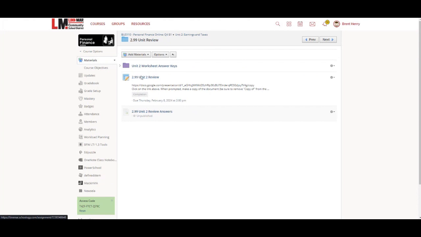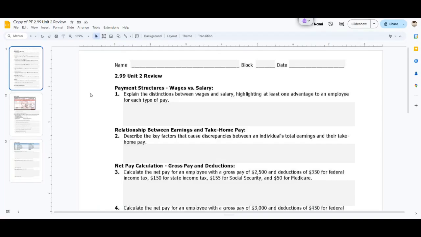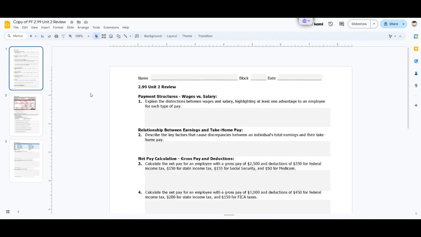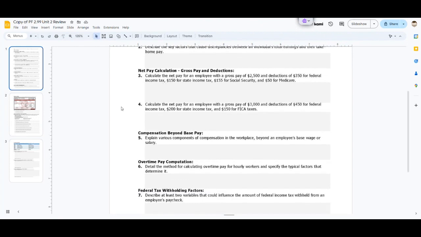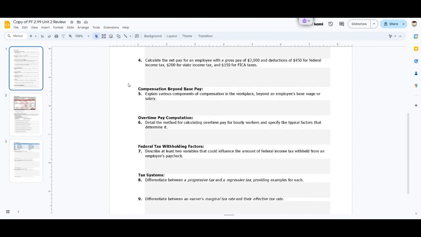What I'd also like you to do is this Unit 2 review. All right, and so we've spent the last couple days looking just at tax brackets and tax systems. So I want to go back and make sure that we review and we're familiar with those earlier concepts that we talked about. So page 1, we've got wages and salary. We've got gross earnings versus net earnings. We've got some practice calculating our net pay. We've got questions about additional compensation.